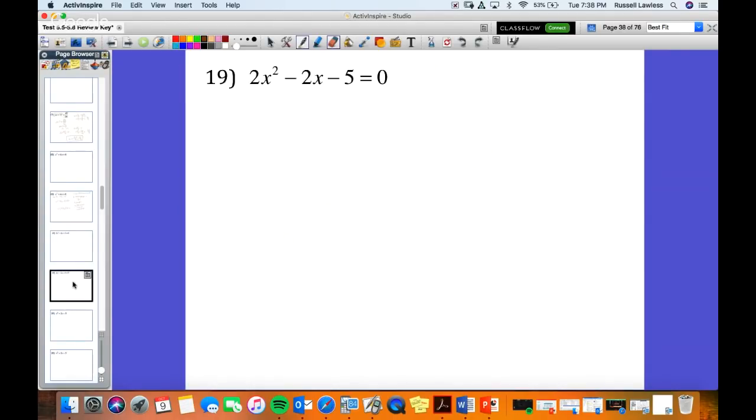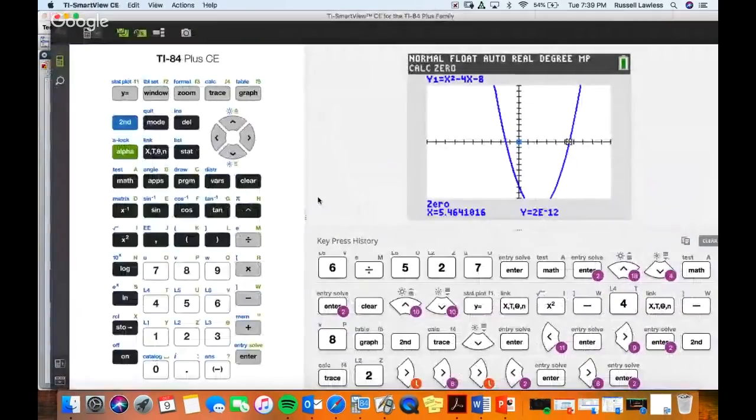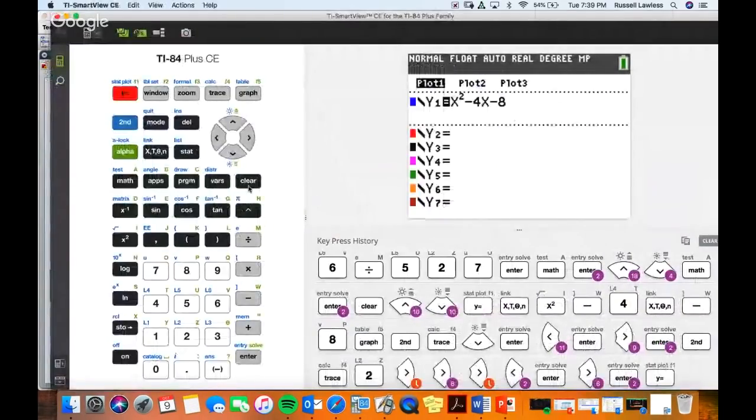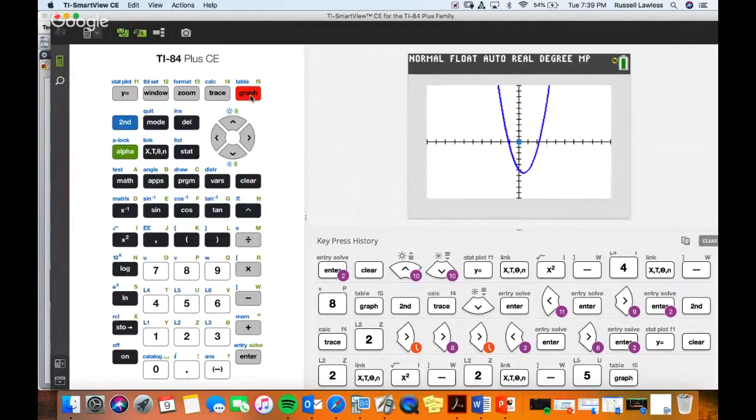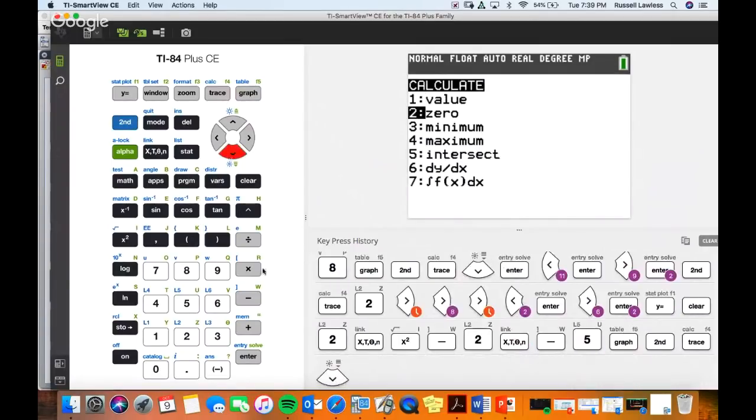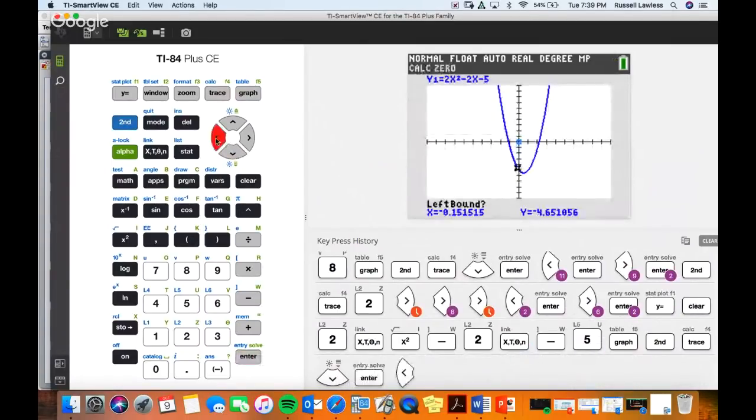So let's just do another one. Like if I'm looking at 19 here, it's already set as equal to 0, so that's kind of nice for me. So all I'm going to do is go to that y equals. I can clear the equation just by hitting the clear. And I'm going to do 2x squared minus 2x minus 5. Graph it just to make sure I graph the right thing. I could guess, but I don't want you to guess. I want you to be exact. And to be exact, we're going to go second trace, go to that 0 button.